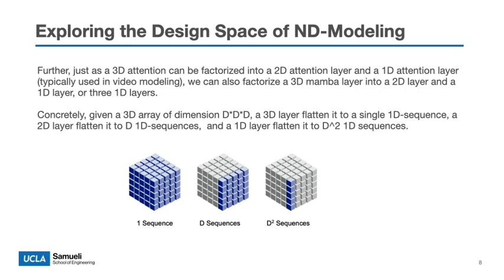Further, just as 3D attention can be factorized into a 2D attention and a 1D attention in video modeling, we can also factorize a 3D Mamba layer into a 2D layer and a 1D layer. Or we can actually factorize it into 3 1D layers.